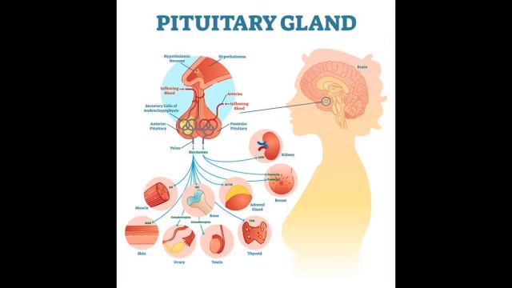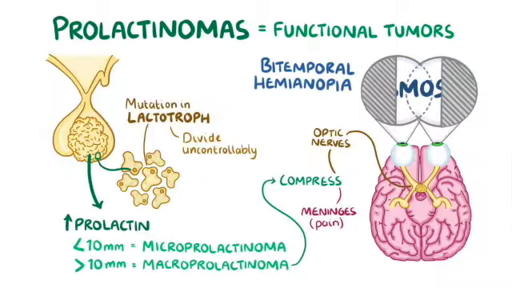Manifestations in men, hypogonadism, erectile dysfunction, decreased libido and infertility, and rarely gynecomastia. Local compression can cause headache or visual changes as it presses on the optic chiasm. Physical examination, pituitary tumors can compress the optic chiasm again, leading to bitemporal hemianopsia. Diagnosis, endocrine studies, increased prolactin, decreased FSH and LH.